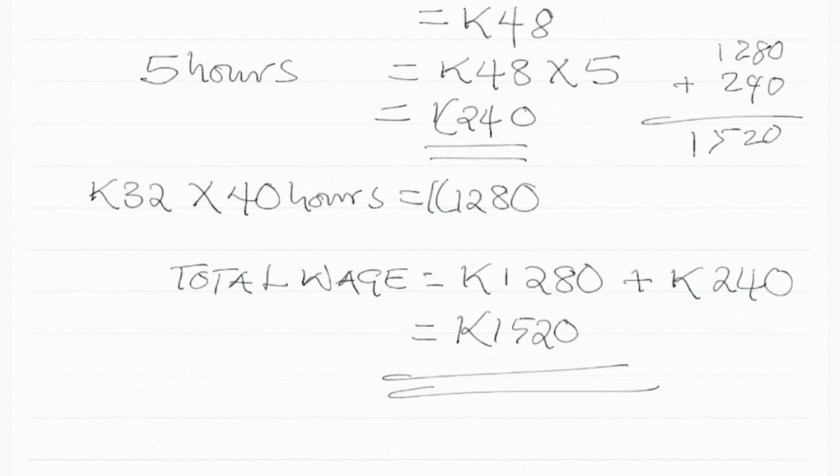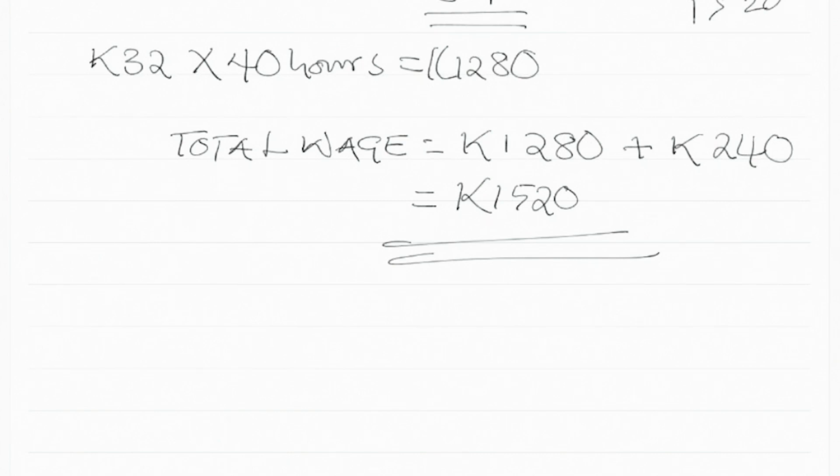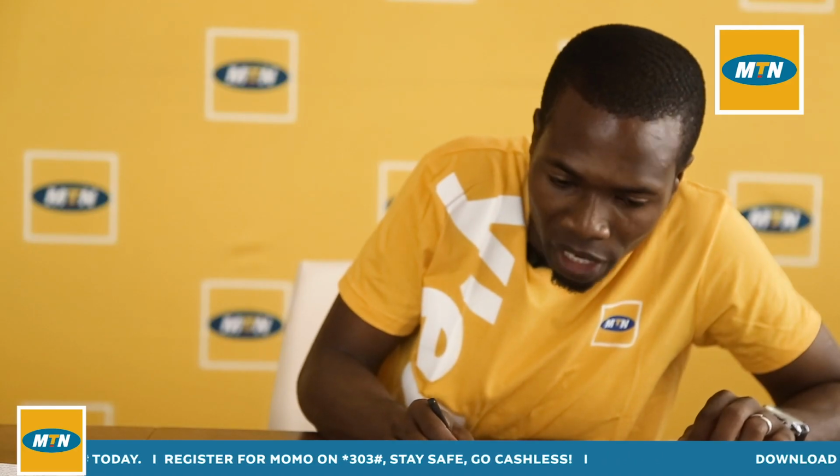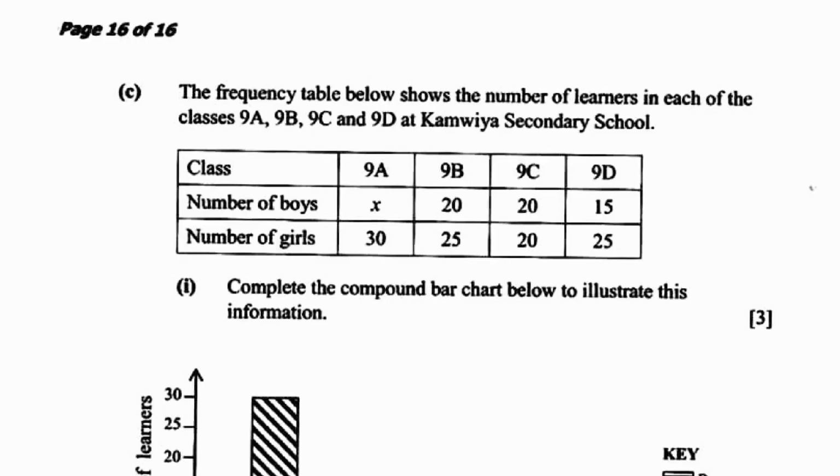We move on to question number 8C. Question 8C is saying the frequency table below shows the number of learners in each of the classes 9A, 9B, 9C, and 9D at Mwiinga Secondary School. C1 is saying complete the compound bar chart below to illustrate this information.